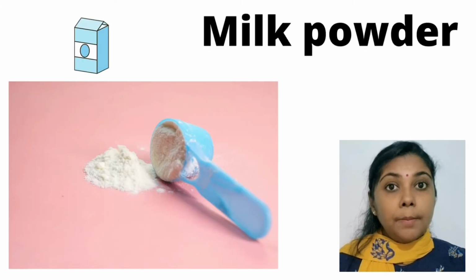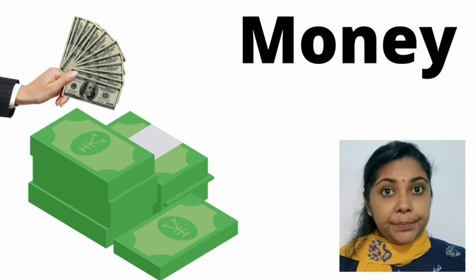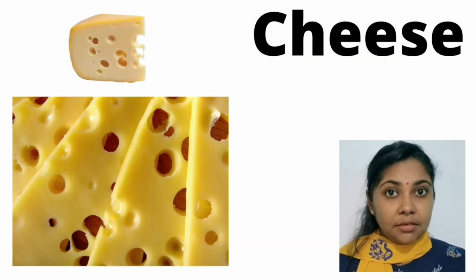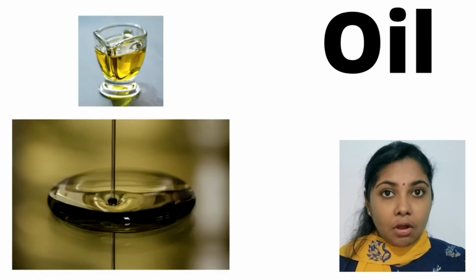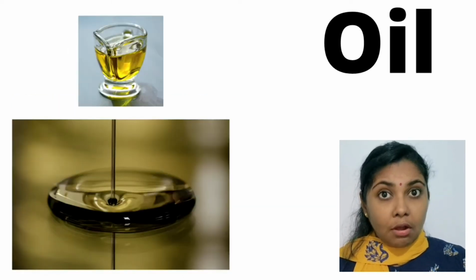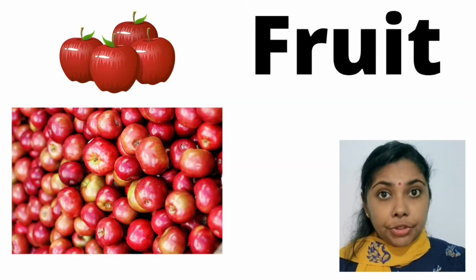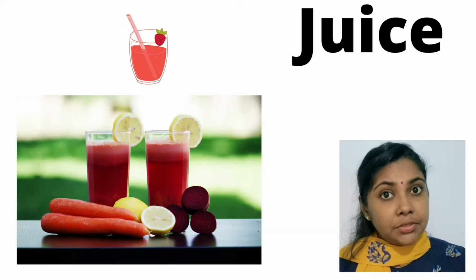milk powder, money, cheese, oil, tea, fruit, juice. These are the nouns that have singular form only. But sometimes we can have the plural form.